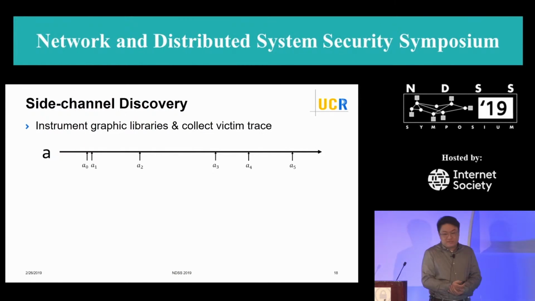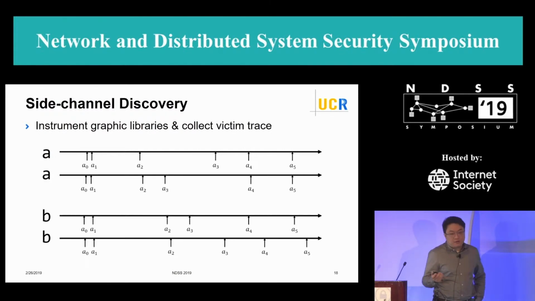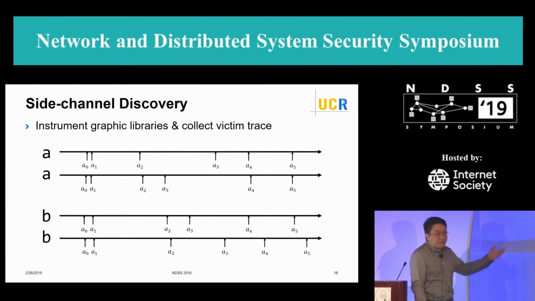OK, so the second challenge: how to perform side channel discovery in an automated fashion. I do this by instrumenting the graphic libraries and collecting victim program traces. A program trace is basically a time series saying at what time, what address in the graphic libraries will be executed by the victim. We do this for all the possible inputs and collect a lot of traces. From these traces, we can get a lot of potential address pairs that the attacker can monitor.